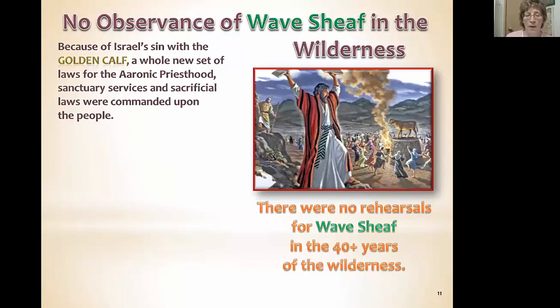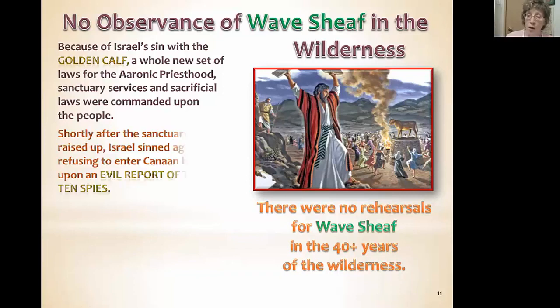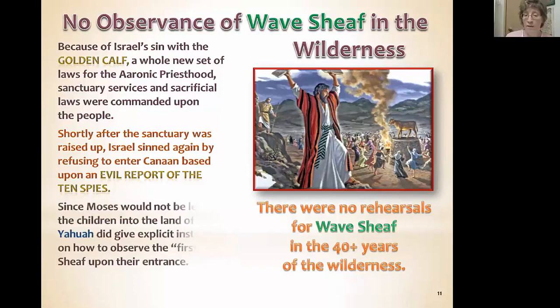And just remember that there was no observance of wave sheaf in the wilderness. And because of Israel's sin with that golden calf, there was a whole new set of laws for the Aaronic priesthood and the sanctuary services, and sacrificial laws were commanded upon these people in more abundance than ever before. And then shortly after that, in the second year, I believe it was on the first day of the first month, the sanctuary was raised up, but Israel sinned again, and they refused to enter Canaan, based on that evil report of 10 of the 12 spies.